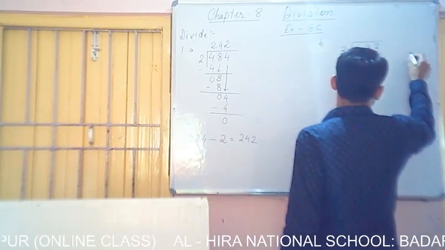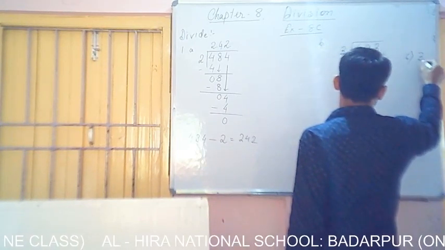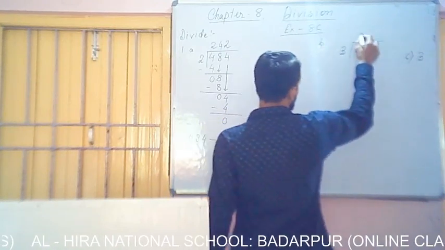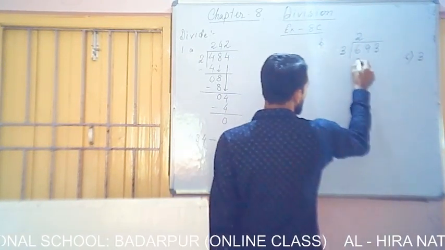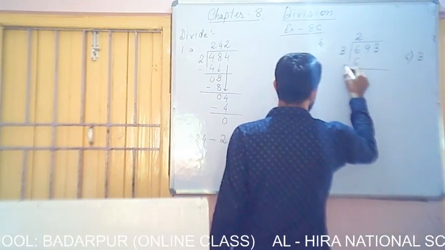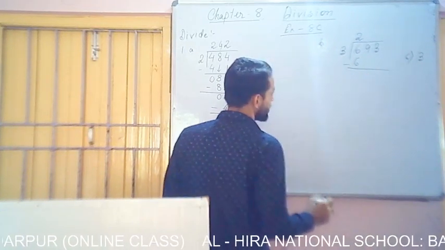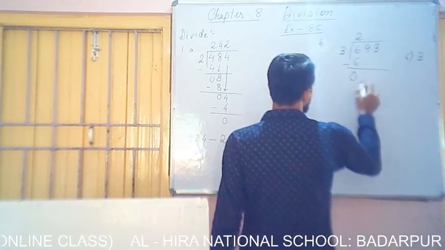Here we can see that 6 is greater than 3. So 3 twos are what? We have to multiply. We have to follow the 3 table. 3 twos are 6. Now we have to subtract. 6 minus 6 equals 0.